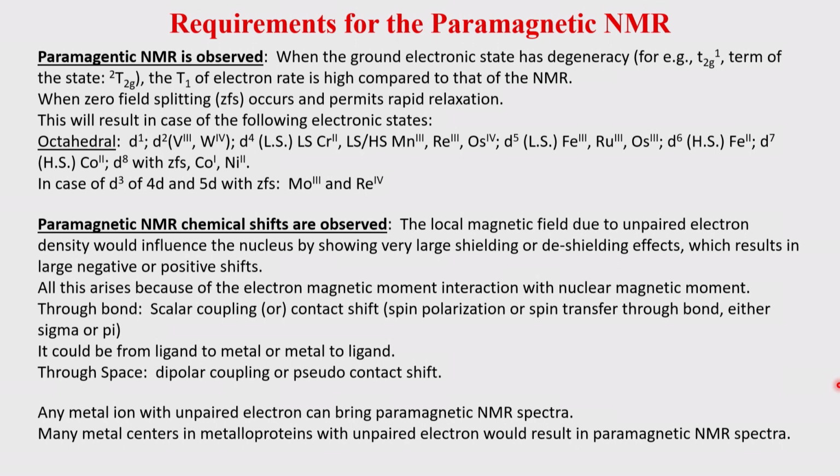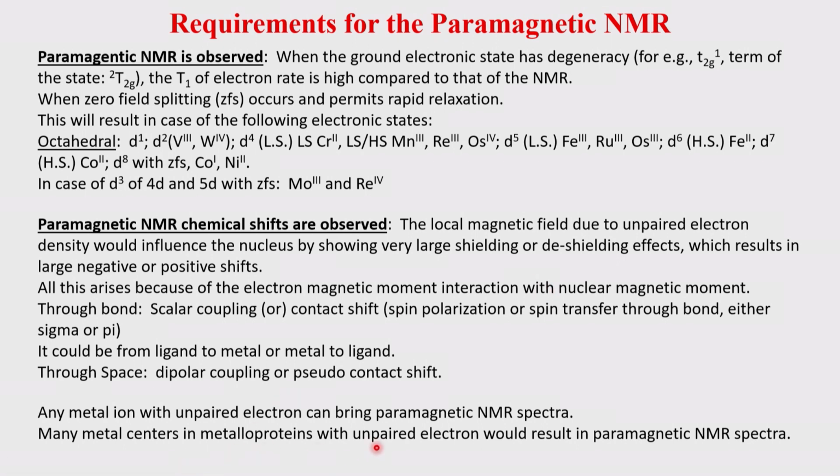So you can have ligand to metal, we have seen that, and that could be from the sigma, but generally much less, but pi a lot. And you can also see the metal to the ligand, we have already studied all that. So ligand to metal, metal to ligand, all these charge transfers will vary your interactions, and they can happen through the bond of sigma or pi type, or through dipolar coupling or pseudo contact type. So all of these will result in paramagnetic NMR for your molecule.